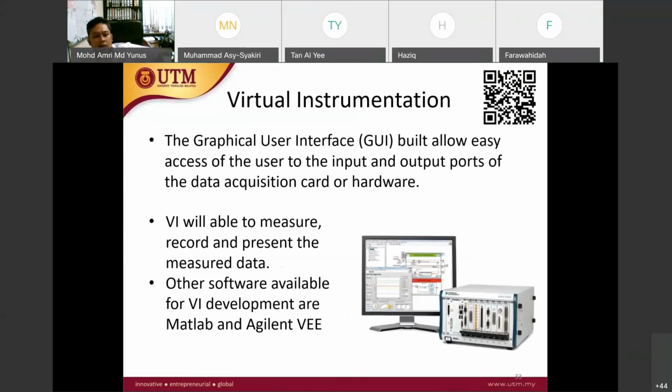Other software that can perform similar things, that can perform virtual instrumentation, are MATLAB or Agilent VEE. But with MATLAB, in my opinion, the strength is not on virtual instrumentation. The strength is much more on the analysis; for analysis, MATLAB is much more powerful. Agilent is much better in providing the hardware. But LabVIEW is good both ways, in virtual instrumentation, and the hardware is also quite advanced.